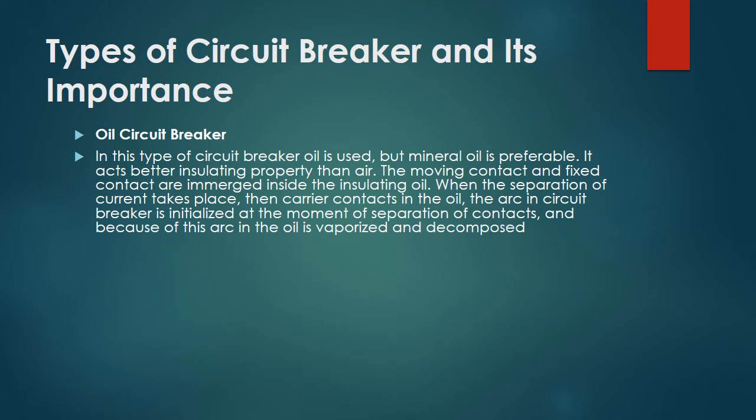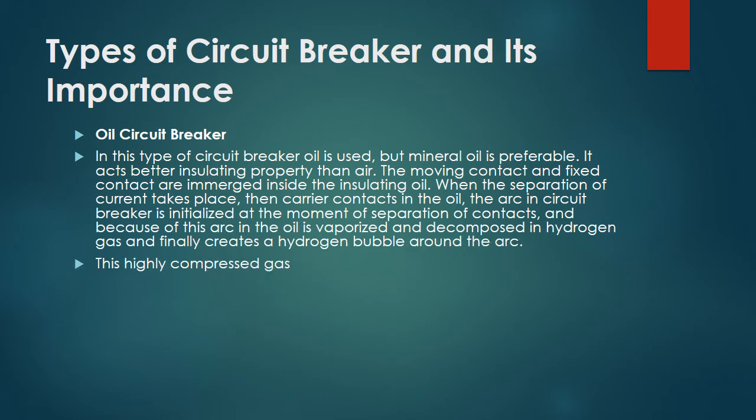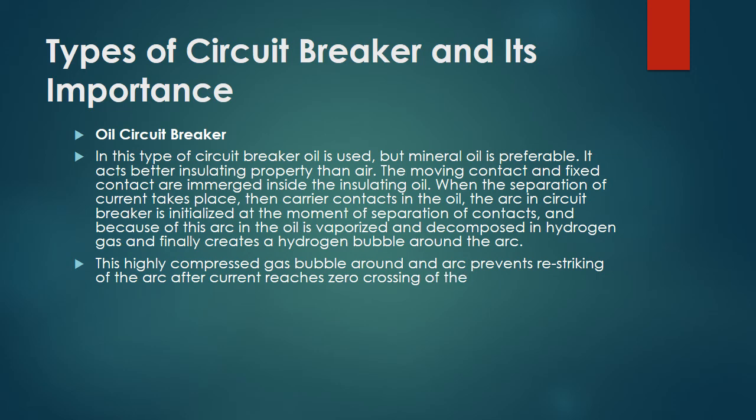In the totally airtight vessel, the gas bubble is enclosed inside the oil. The oil will surround the bubble with high pressure. This results in highly compressed gas around the arc. When the pressure is increased, the deionization of the gas also increases, which results in arc quenching. The hydrogen gas will help in cooling the arc in the oil circuit breaker.